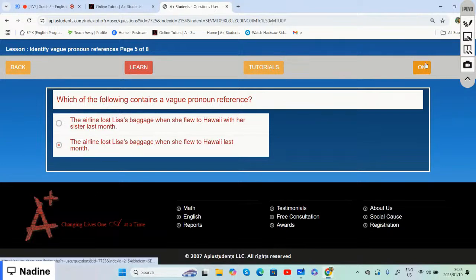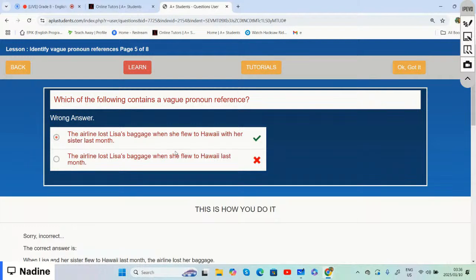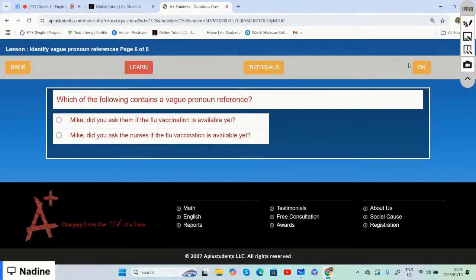And we're going to choose the correct option. Oh, so it's actually the first one, not the second one. When she flew with her sister to Hawaii.